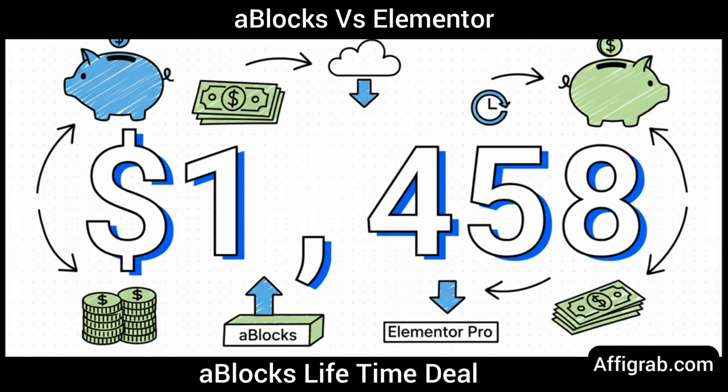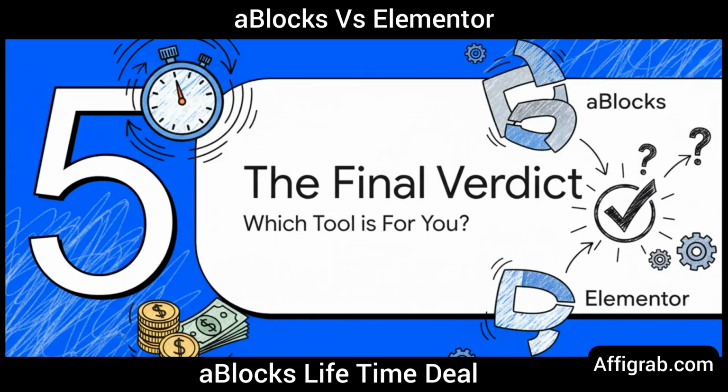Yeah, let's just boil it down to one number. Over just 3 years, choosing the ABlocks lifetime deal saves you nearly $1,500 compared to the Elementor Pro subscription. For a freelancer or a small agency, that is huge. That's real money back in your pocket. All right, so we've looked at the speed, we've looked at the money. It's time to bring it all home. So, which one of these tools is actually the right choice for you and your next project?